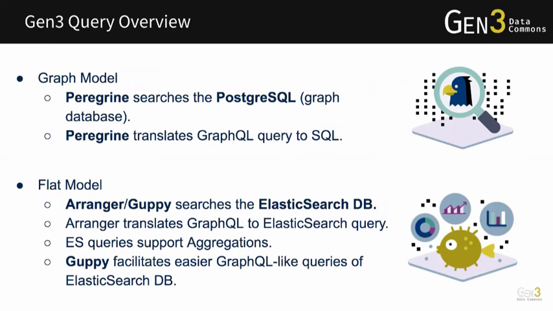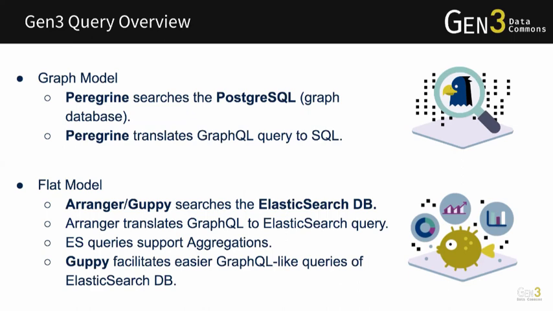The Peregrine service is the one that searches the Postgres database, as I mentioned. Peregrine essentially is a service that translates GraphQL queries to SQL queries, and then retrieves the data and returns it to the user in the form of a JSON. The flat model, on the other hand, as I mentioned before, is queried via the Arranger and Guppy services, and these services hit the Elasticsearch database.